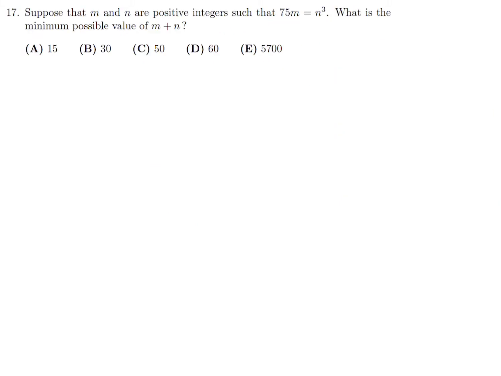Suppose that m and n are positive integers such that 75m is equal to n to the power of 3. What is the minimum possible value of m plus n? 75 times m is equal to n to the power of 3.